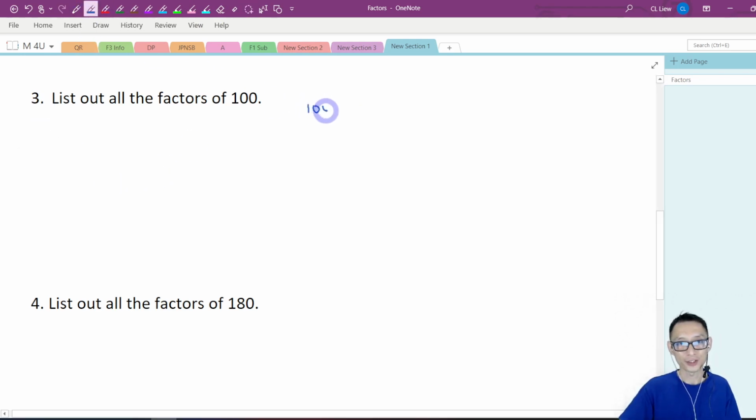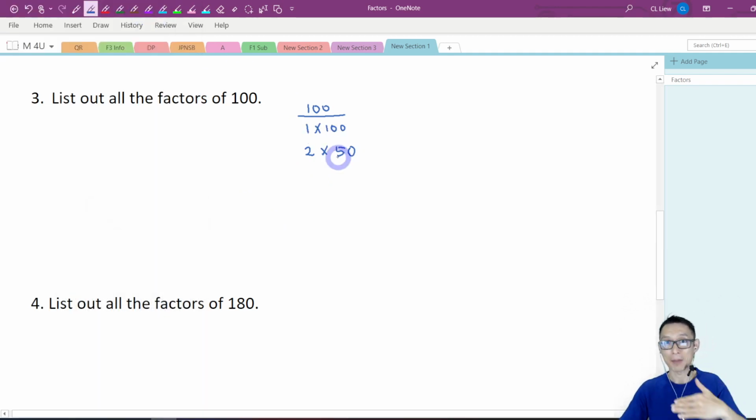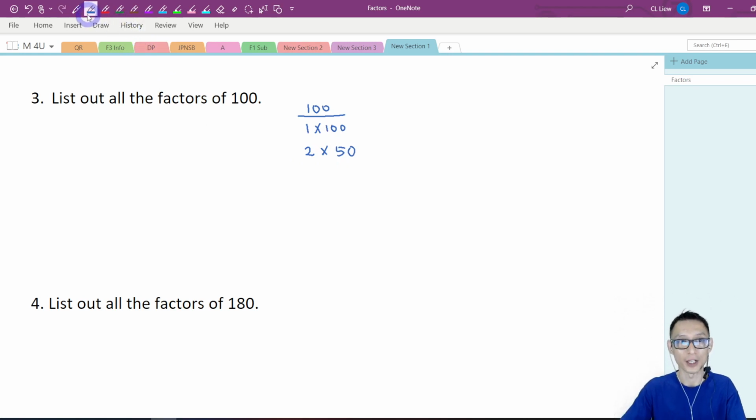Right now, 100. Then I start to think, what number times what number gives me 100? So 1 times 100. Now consider a larger number, 2. 2 times 50, right? If you are not sure, you can always use your calculator to check. 100 divided by 2, you get 50, right? So if you use this method and come up with pairs, it's easier for you to get all the factors of the given number.